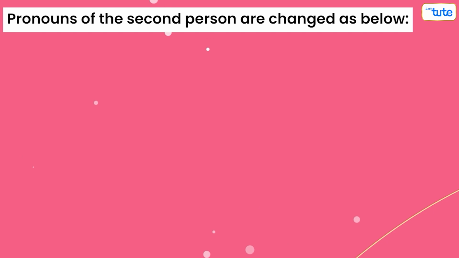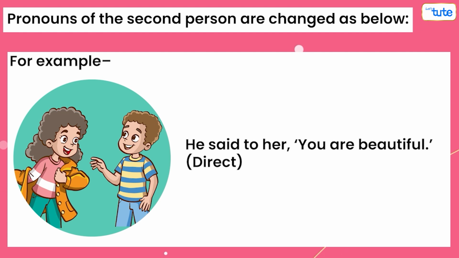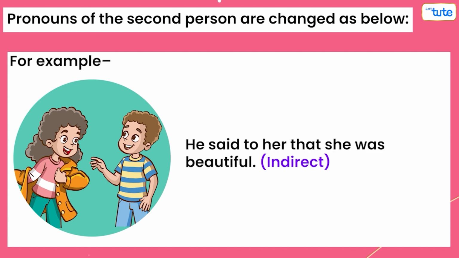Pronouns of the second person are changed as below. Let's look at some examples. He said to her, "You are beautiful," which is in direct speech. Now let's change it to indirect speech. He said to her that she was beautiful.